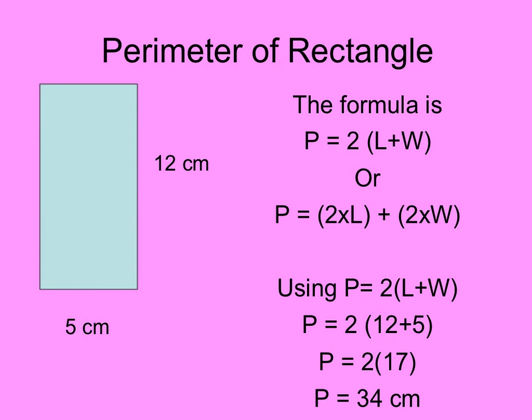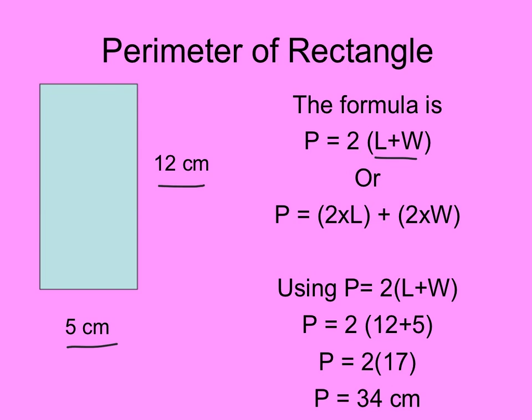Now let's move on to an example for perimeter of a rectangle. This particular rectangle shows a length of 12 centimeters and a width of 5 centimeters. For the formula, you can use either 2 times (L plus W), where the L plus W is inside the parentheses. L and W stand for length and width.